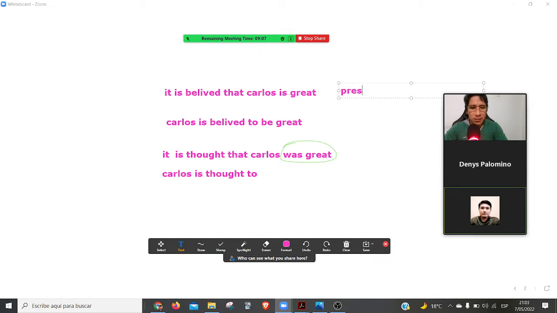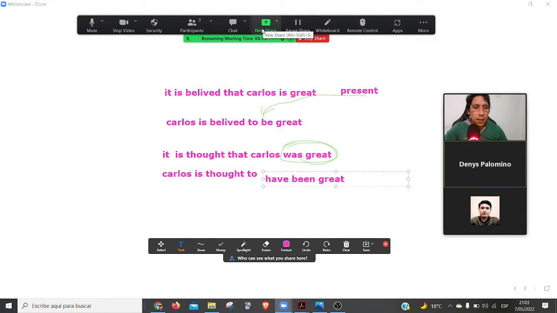Tienes que hacer el back shift. Si estaba en presente, ¿cuál es el pasado del presente? Lo dejas así, normalito. Si está en pasado, ¿cuál va? Have been great. Yes. Les he preparado un chart.